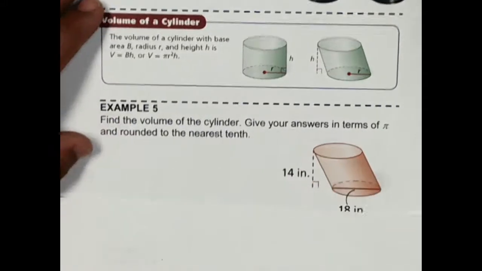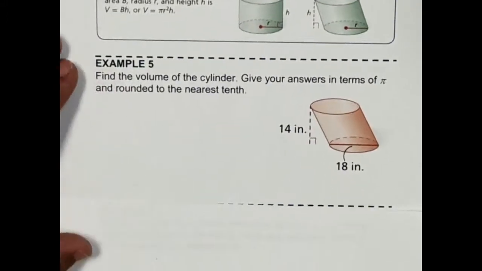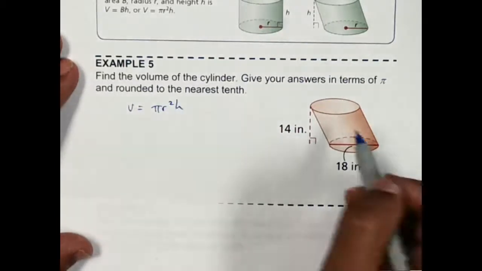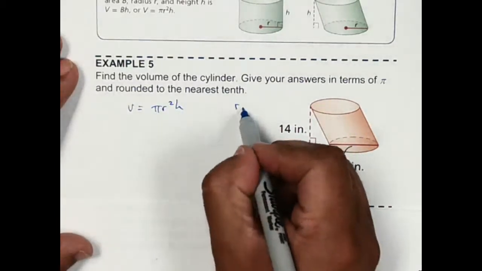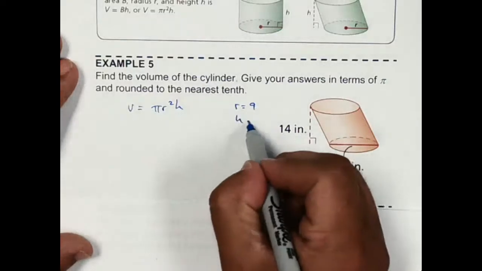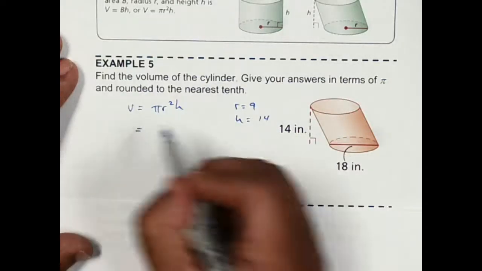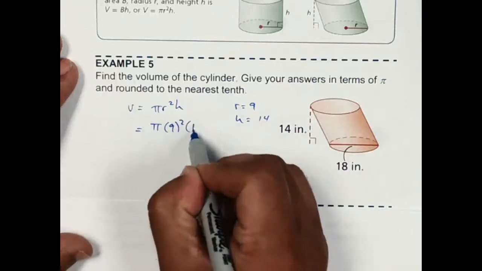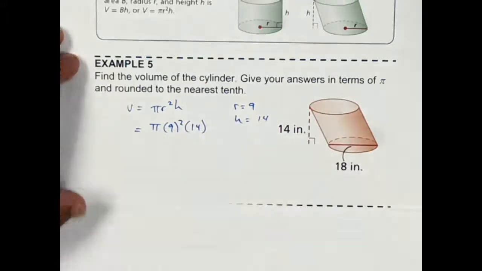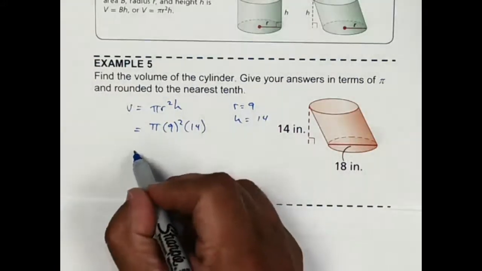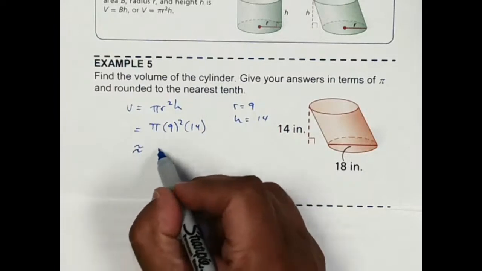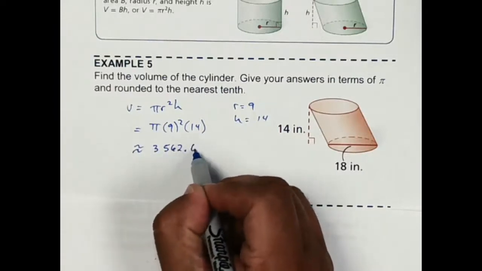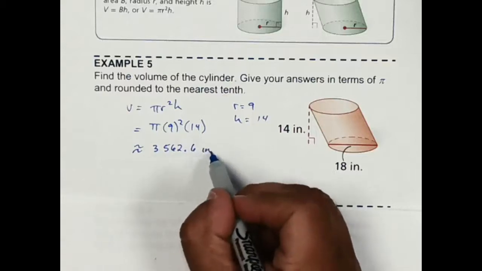Okay, so let's look at this example here. Volume is going to be equal to pi r squared H. My radius is going to be 9. My height is 14, so we got pi times 9 squared times 14. It does say round to the nearest tenth. Putting that in the calculator, that's going to come out to about 3,562.6 cubic inches.